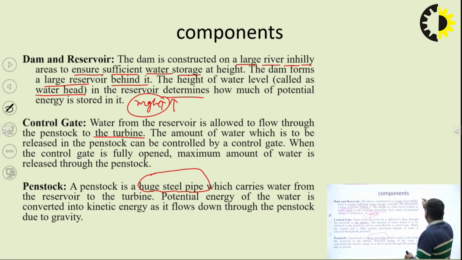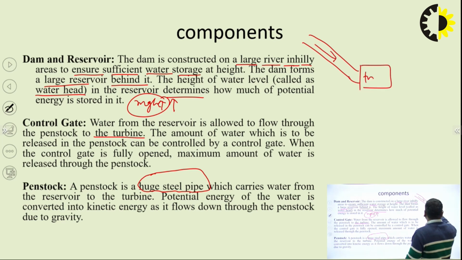We all know that here the water is flowing and here it is the turbine. The potential energy of the water is now converted into kinetic energy, half mv square. This kinetic energy of water is used to drive the blades of the turbine, and the blades move the shaft of the turbine, hence the rotor of the generator rotates. We will get the electricity at the terminals of the generator.